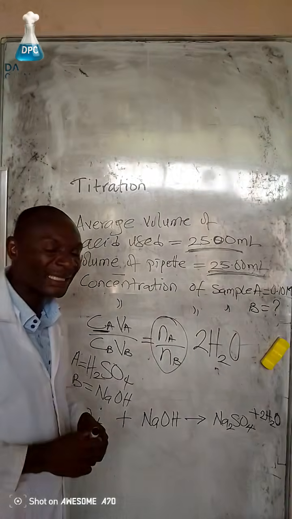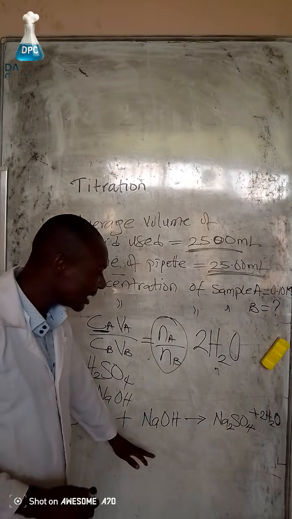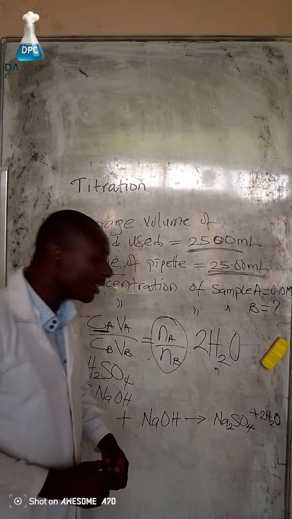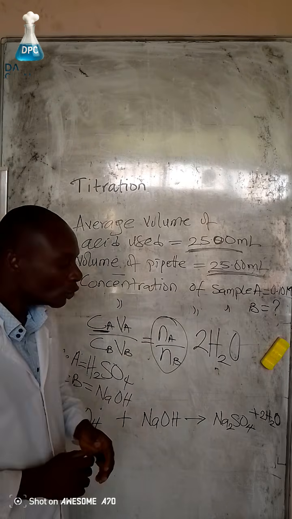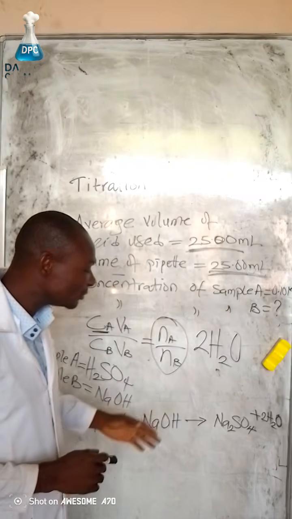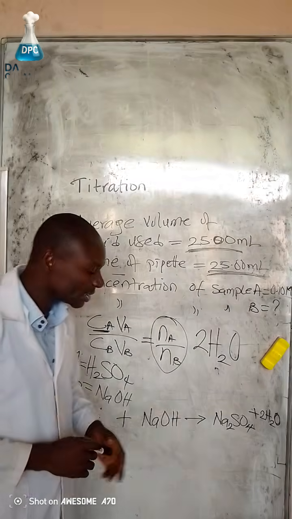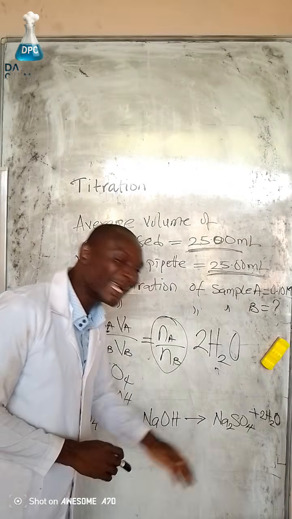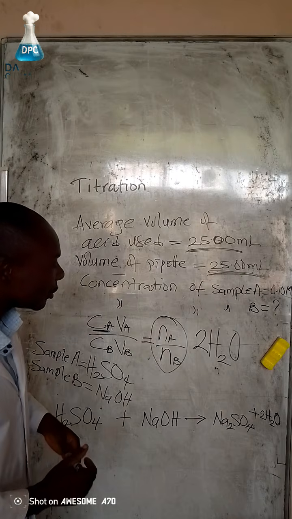Also, when you are balancing a chemical equation, after you have written the reactants and the products, don't at any time attempt to alter the subscripts. When you alter the subscripts, you alter the identity of that compound.